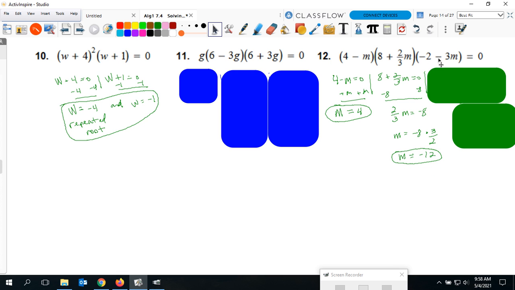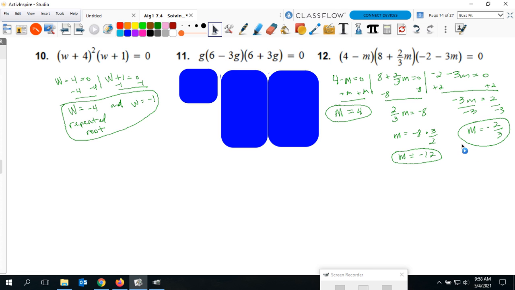Negative 2 minus 3m, that's going to also equal 0. And so I could add 2 to both sides. Now I have negative 3m is equal to 2. Divide by 3. So our answer is going to be a fraction on this one when I divide by 3. That's a negative 2/3. So m is equal to negative 2/3. So there's our 3 answers. So I just circled them separately like that. All right, so go ahead and pause your video and then do number 11. See if you can get that one correct, and then play it to check your answer.